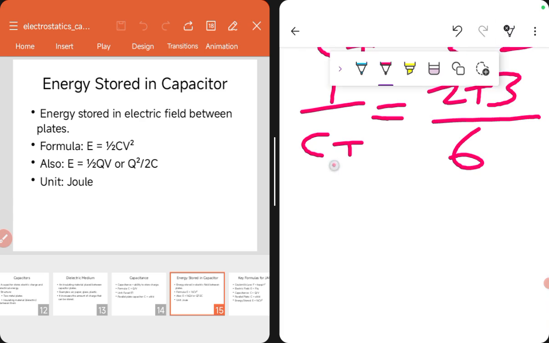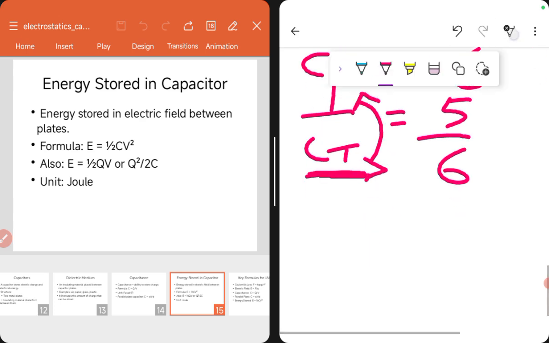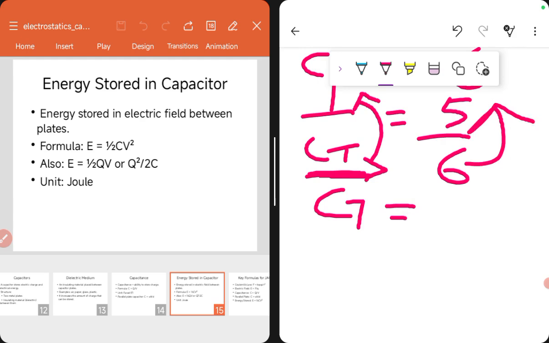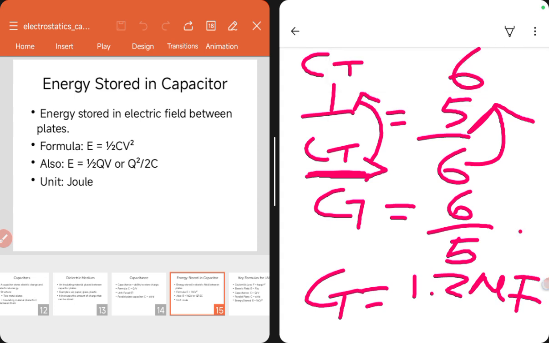So 1 over the total capacitance will be equal to 5/6. But remember, I need the total capacitance or effective capacitance. So I have to inverse this. So it will be CT over 1, and CT over 1 is CT. Then these two, since they're equal, if I do inverse to the left, I have to do it to the right. So it will be equal to 6/5. Are you getting me? So the effective capacitance will now be 1.2 microfarad. So that's all on what we need to know for JAMB at this level.